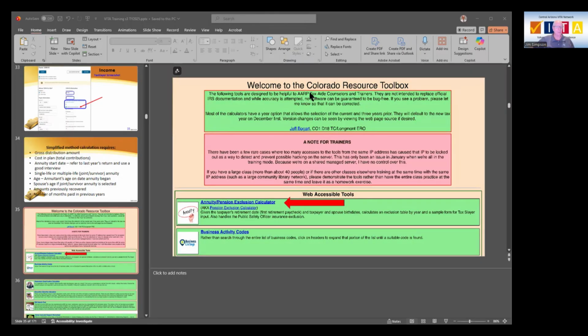Okay. And then right here, I'm going to show you this other thing that says Colorado Resource Toolbox. Now, this puts in a little extra work for you, but if you do this, it's going to save work in subsequent years. A lot of work. You won't have to go in and use that tool every year.